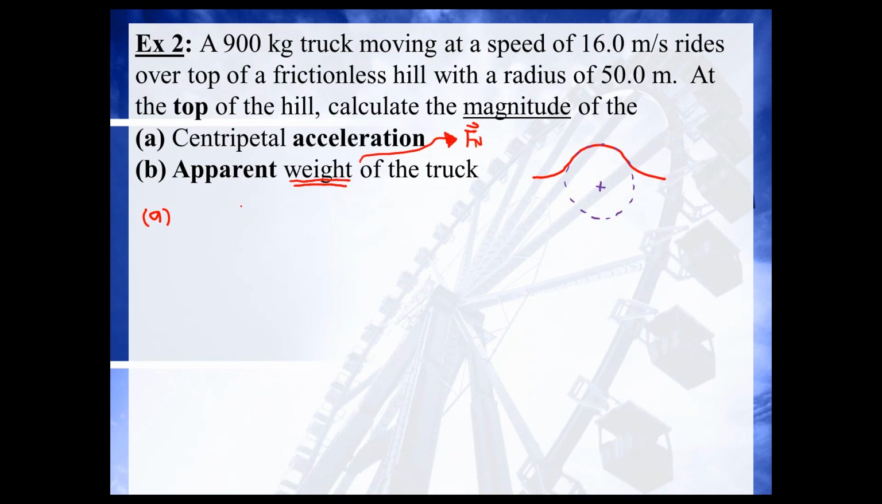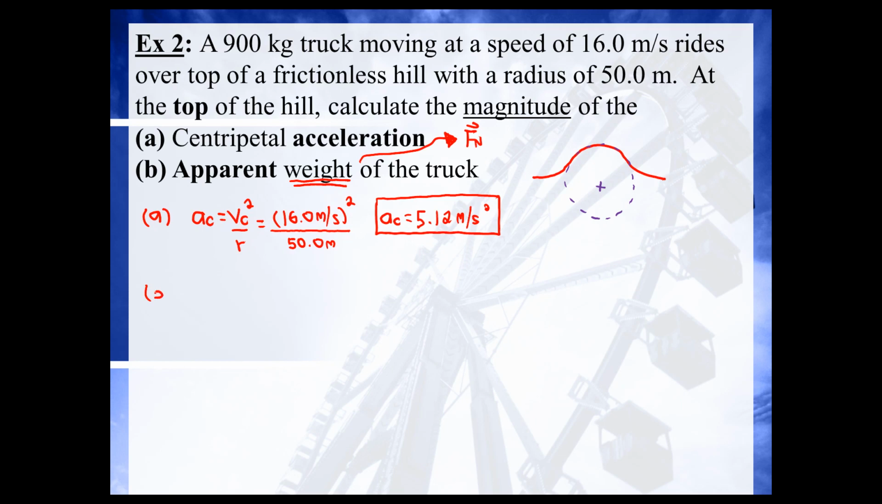Okay, so easy part first. I want to calculate the centripetal acceleration magnitude. This time we're given speeds. We'll use the centripetal acceleration equation, that is ac equals v squared divided by r. Plug numbers into the equation: 16.0 meters per second all squared, divided by r, which is 50.0 meters. And I get my centripetal acceleration would be, going to 3 significant digits, 5.12 meters per second squared. Okay, box that answer.